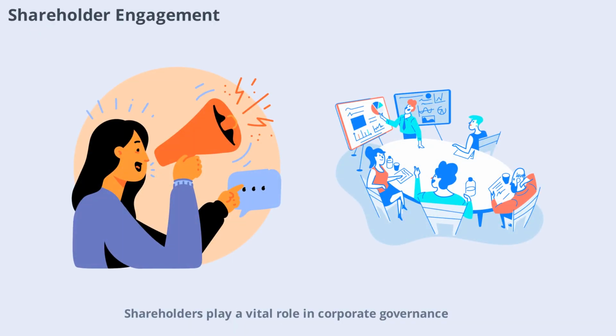Shareholders play a vital role in corporate governance. The code encourages shareholders to engage constructively with issuers, especially when deviations from code provisions occur. By evaluating the explanations provided, shareholders can better understand the company's unique circumstances and contribute to informed discussions. This engagement helps drive continuous improvement and ensures that governance practices remain relevant and effective.